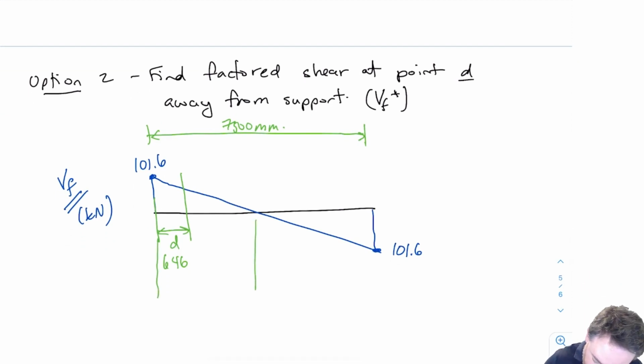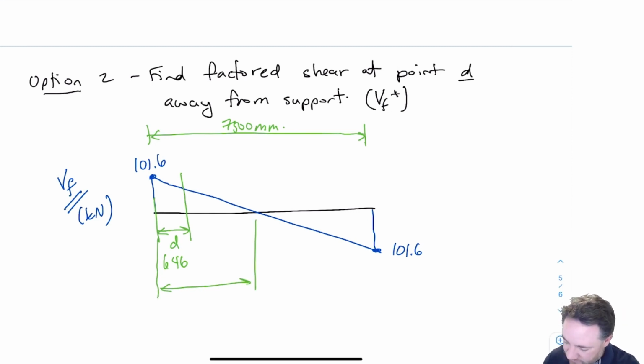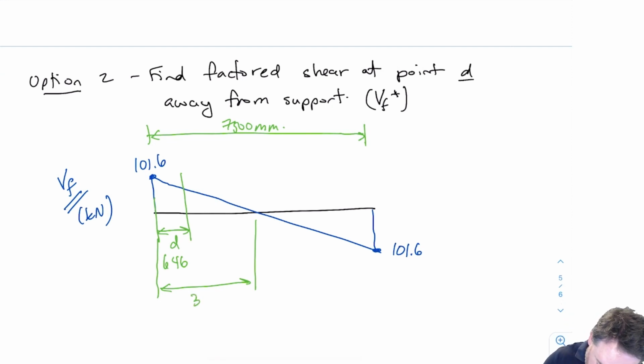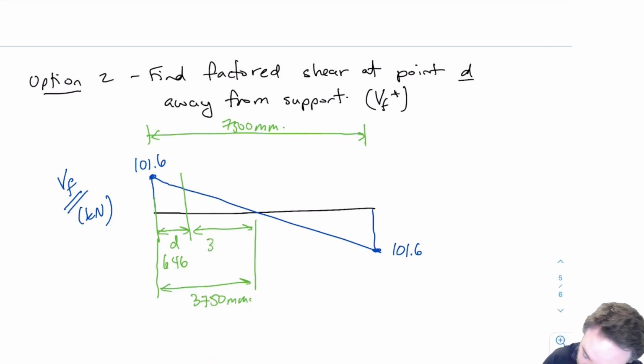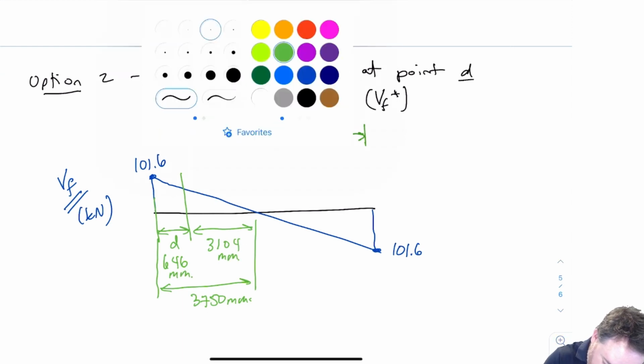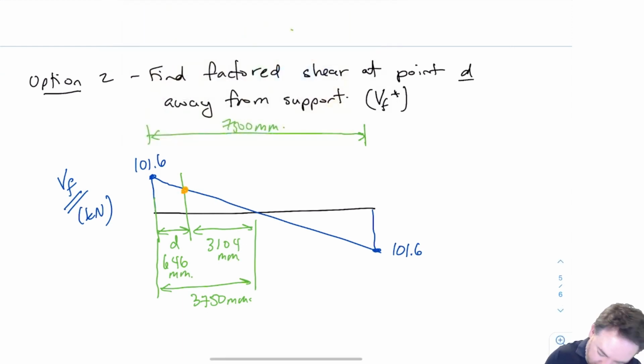Okay, so what is this length here? This is 7,500 divided by 2, 3750, is it? Yep, 3750 millimeters. So this distance here is 3750 minus 646, and I get 3104 millimeters. This is 646. This is the location here that I want to find my shear.